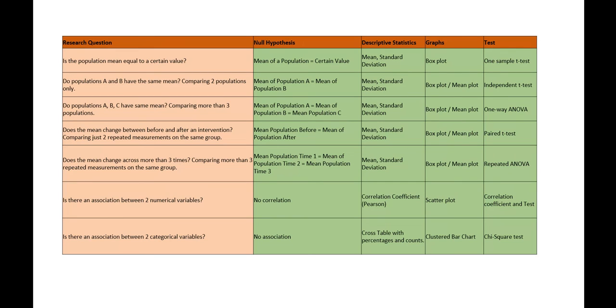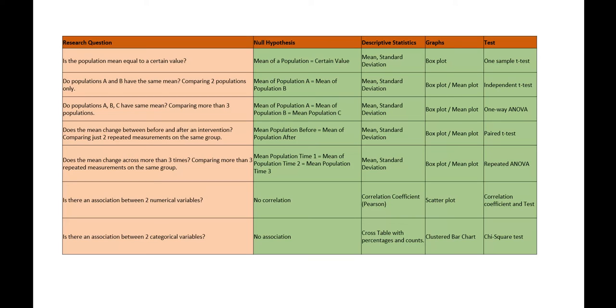So here, the mean of population A is equal to the mean of population B is the null hypothesis for the research question, do populations A and B have the same mean? We say that we compare two populations. In that case, we would do an independent t-test. We would plot a box plot or mean plot to compare the two groups, okay? Because of course you cannot measure the two populations entirely. You would only take two samples, one sample from population A and one sample from population B.